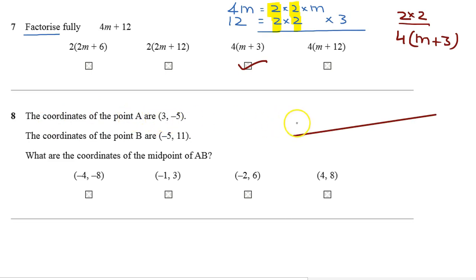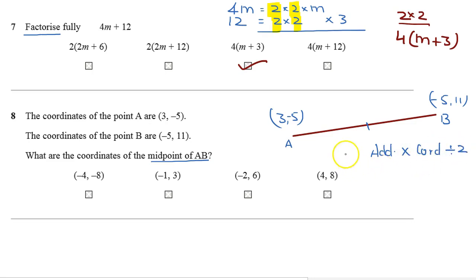The coordinate of A is 3 and -5. Suppose this is A, this is 3 and -5, and the coordinate of B is -5 and 11. What is the coordinate of the midpoint? This is B. Add the x coordinates and divide by 2, you will get the x coordinate. Add the y coordinates and divide by 2. So that is the formula for the coordinate of midpoints.